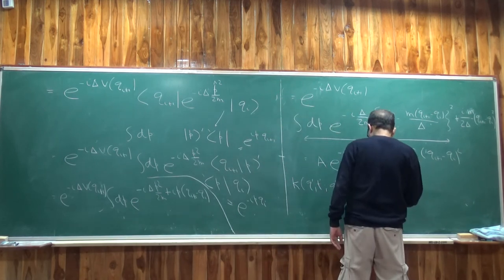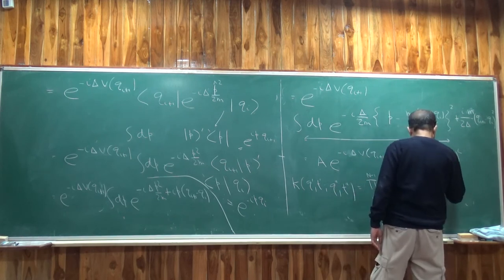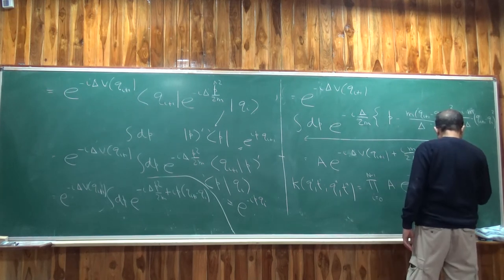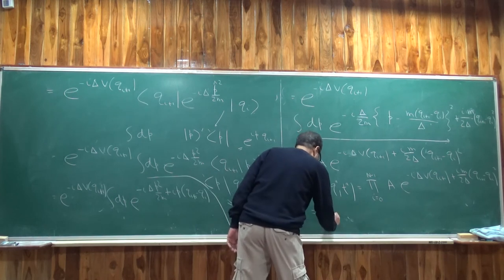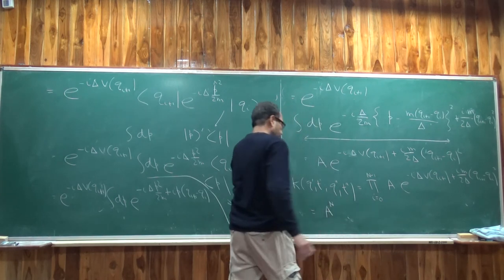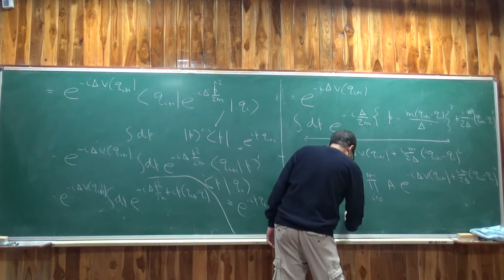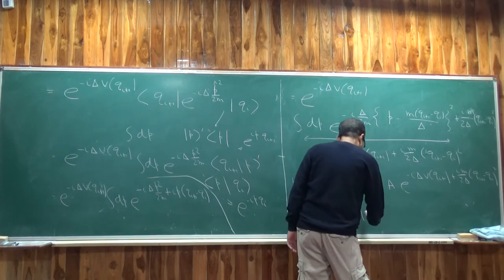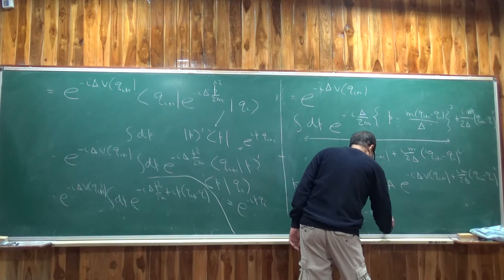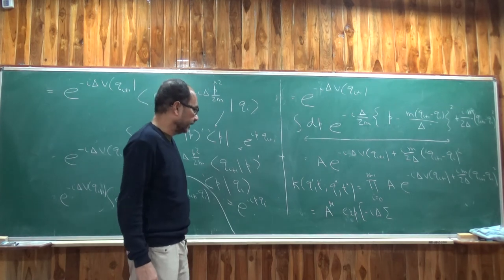So A times e to the power minus i delta V of q_{i+1} plus i m over 2 delta times (q_{i+1} minus q_i) square. So this becomes a to the power n, which will not be too relevant for us, and then the exponential. Let me write this as a sum, minus i delta. There are too many i's, but this i is the square root of minus 1, not the index i.